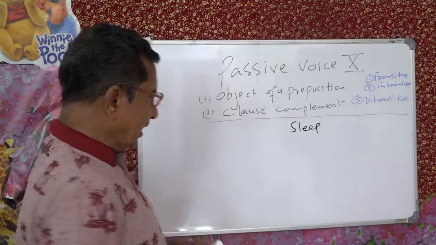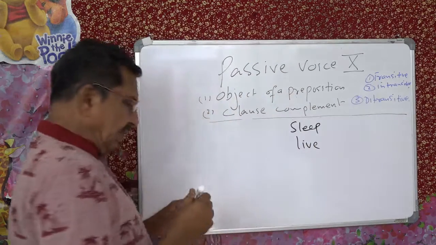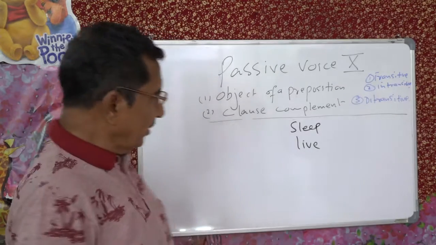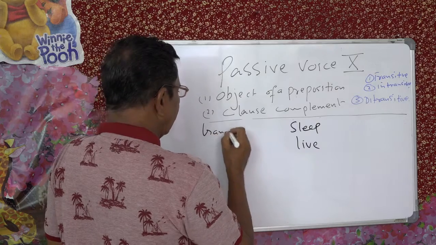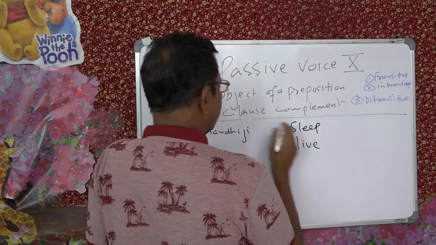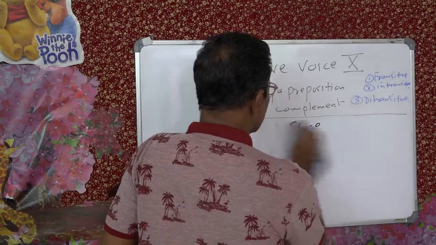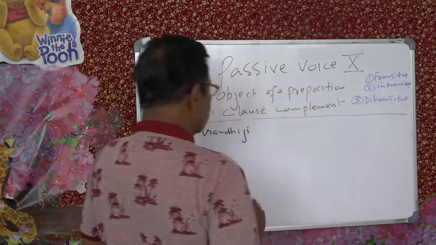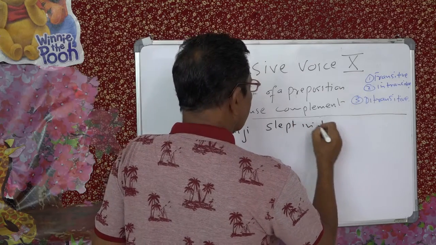But if you have got a sentence like this, leave is also an example. He leaves what? He leaves whom? But on the other hand, if you see a sentence like this, Gandhiji slept. So this is sleep, no? Gandhiji slept in this bed.